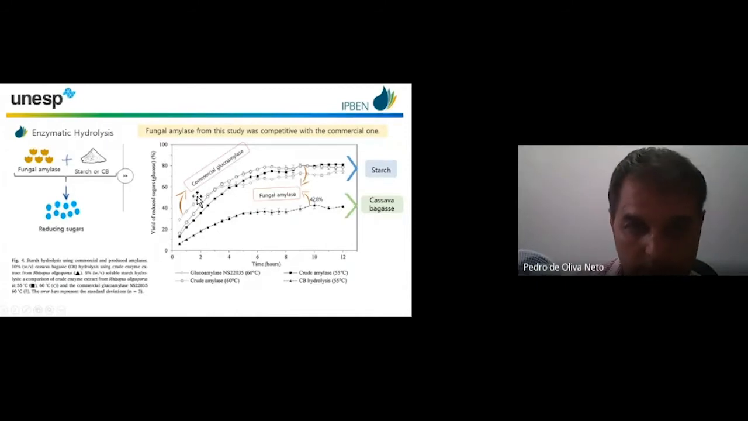Here we can see the kinetics of our amylase produced in our conditions, competing with commercial glucoamylase, very expensive glucoamylase. Ours is very, very economic. So we have the same design of this kinetics. And here we have about 43% hydrolysis of cassava bagasse, and here only pure starch, right?